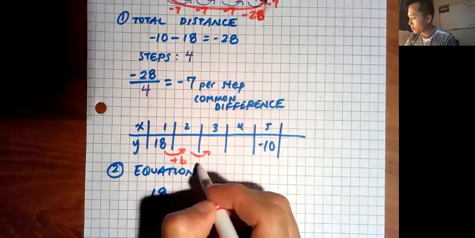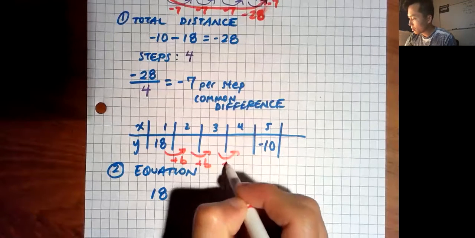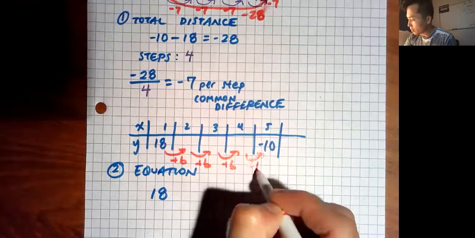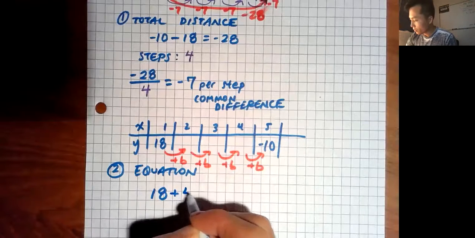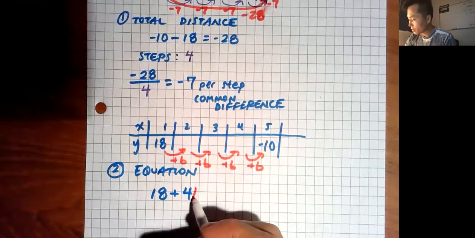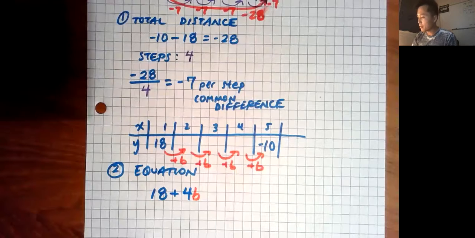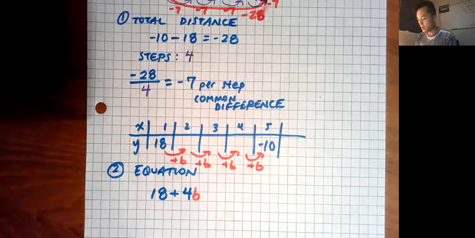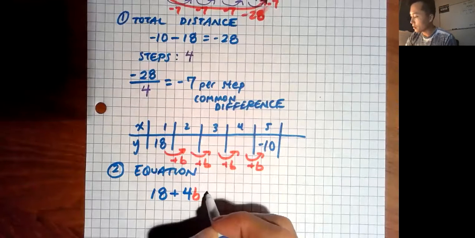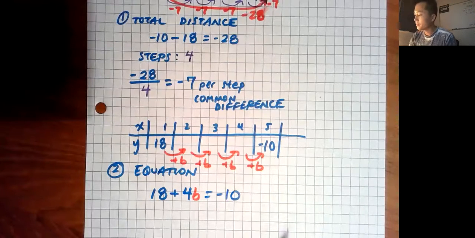So I'm adding b once, adding b twice, adding b 3 times, adding b 4 times to get to negative 10. So my equation can be 18 plus 4b, because I added b 4 times. And after I add b 4 times, the number I get to is equal to negative 10. So my equation is 18 plus 4b is equal to negative 10. And now I have an algebraic equation, and I can use algebra to figure out what b is equal to.